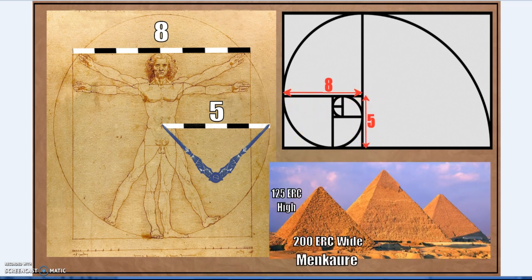Now if you look at the pyramids of Giza, beginning with Menkaure pyramid, 125 Egyptian raw cubits high, 200 Egyptian raw cubits wide, which is a 5 to 8 ratio. Therefore the Fibonacci spiral describes Menkaure's pyramid.